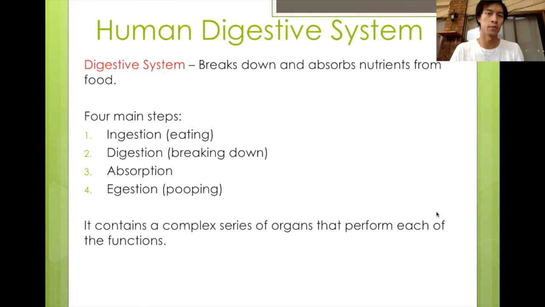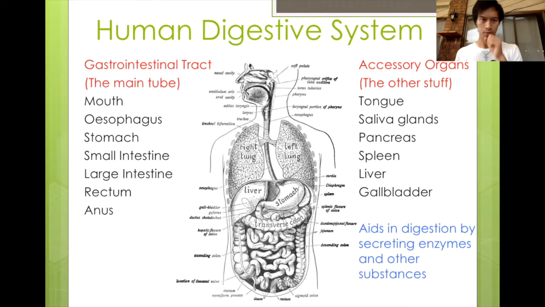Now these organs you have most likely already been familiar with throughout your high school life, but we're just going to go through them in a bit more detail. Here's an outline. The digestive system has your main gastrointestinal tract, which is the main tube that food travels through in your body. It starts at the mouth, works its way through the esophagus, through the stomach, into the small intestine, and then into the large intestine, into the rectum, and then out the anus.